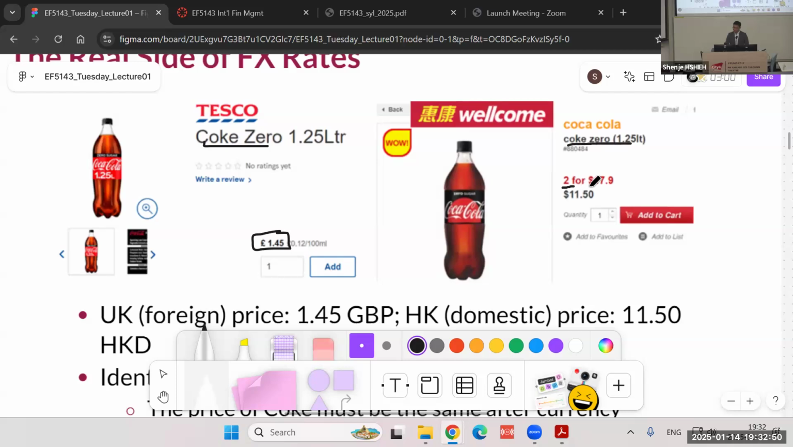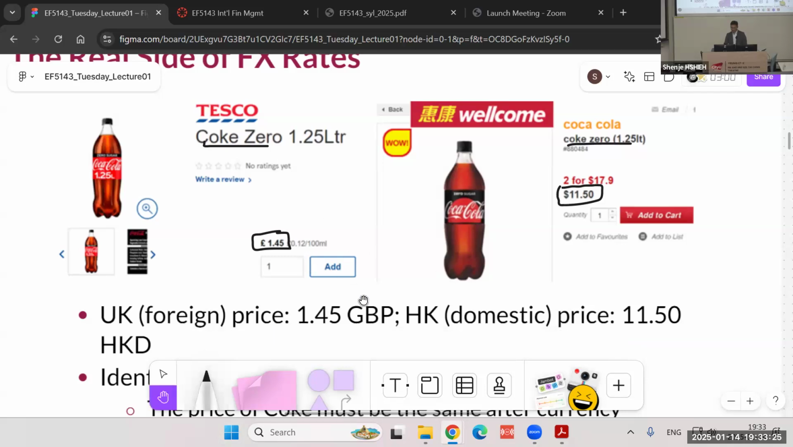In Hong Kong, it's 11.50 Hong Kong dollars, right? So just based on the fact that we have identical goods with two different currency prices, that means that in order for no free lunch on the table, no arbitrage, there must be a conversion rate that sets the value the same across these two countries. Otherwise, somebody can just carry lots of Coke and bring it to Hong Kong and sell it for a premium, on a markup.